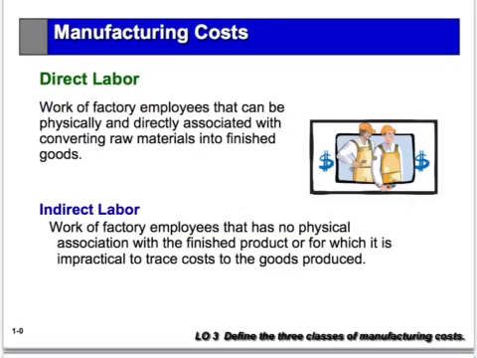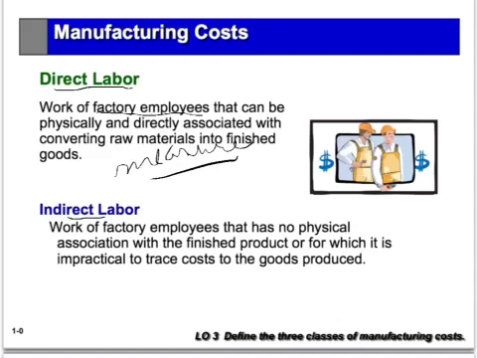Next, the second category of manufacturing costs is direct labor. Direct labor is the work of factory employees that can be directly associated, and we can measure how much of the worker's time went into producing the product. This is the people, the employees who physically worked on the product.